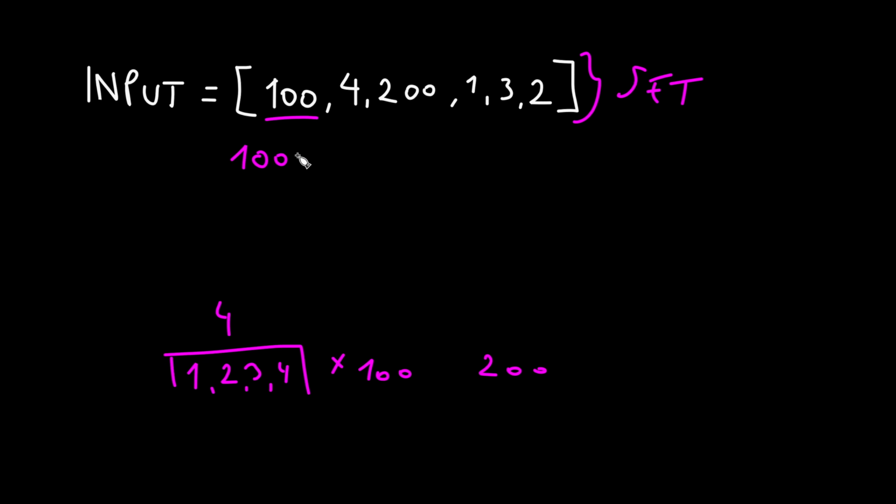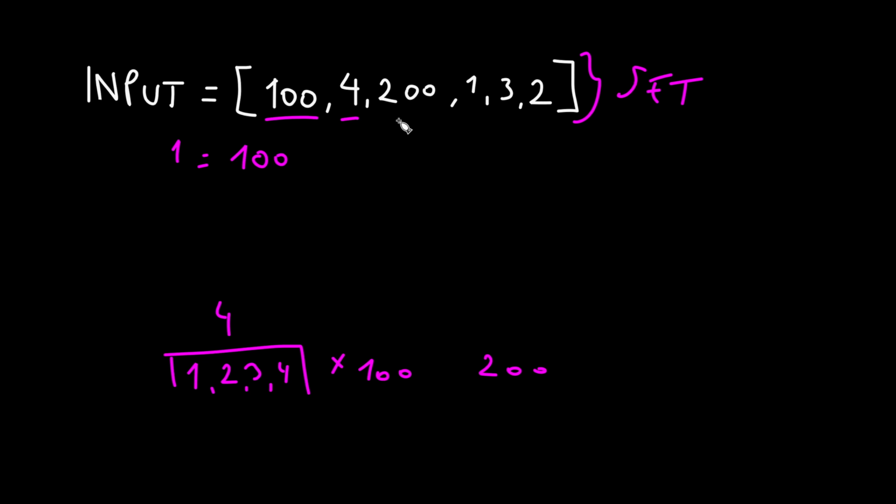Now we want to check, is 101 in the sequence? No, it's not. It's not appearing in the set. So this is the first sequence. Next element is 4. Let's see if it has a predecessor. Is 3 in the input? Yes, it is. So 4 is not the beginning of our sequence.